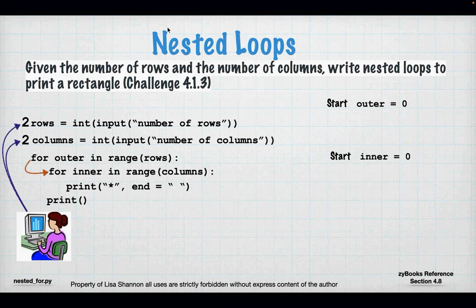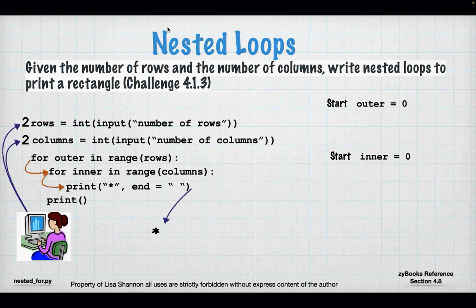So I have another start down here, and I have inner equals 0, because I have range. That range can have 2. It's automatically going to start at 0 if I didn't tell it where to start, and it's automatically going to increment by 1 if I didn't tell it how many to increment. So it's basically going to go 0, 1. So now I'm going to print a star with a space behind it.